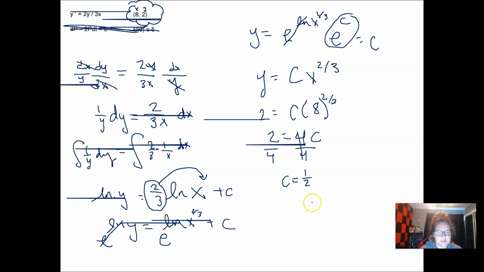So then for my particular solution, I go and I plug that back in. Y equals 1/2 x to the 2/3. Done.